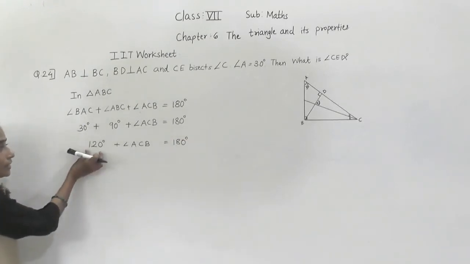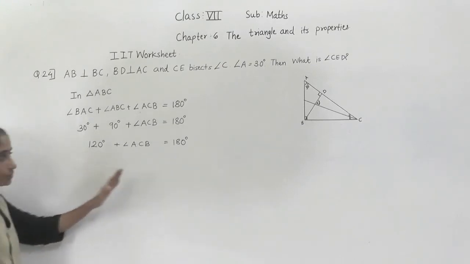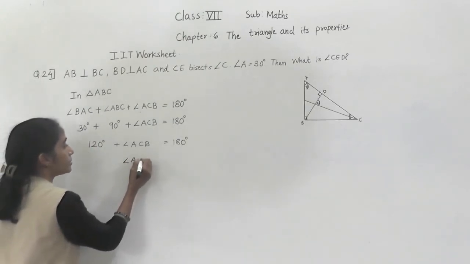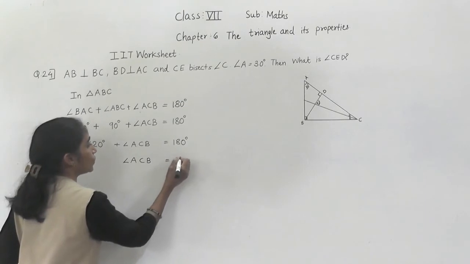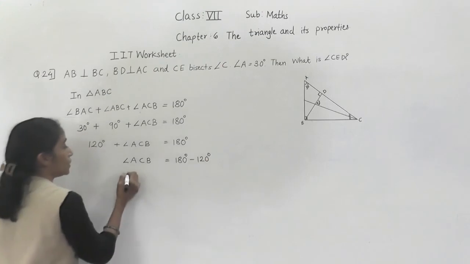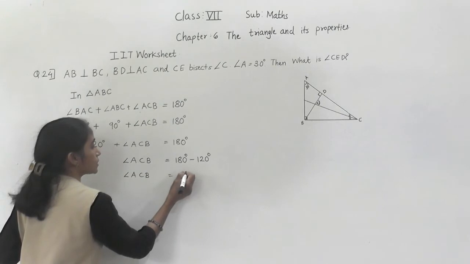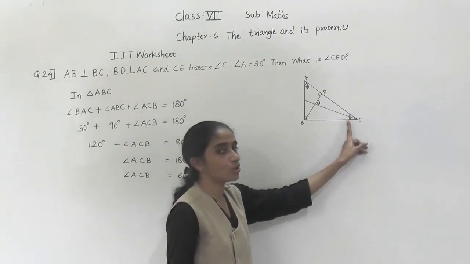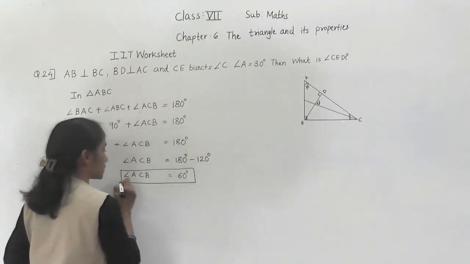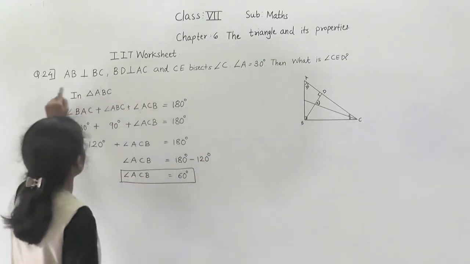Now 120 degree we will transfer to this side, then it will become minus. It is here plus, it will transfer to this side, then it will become minus. So angle ACB is equal to 180 degree minus 120 degree. So angle ACB is equal to 60 degree. So angle C, how much did we get? 60 degree.